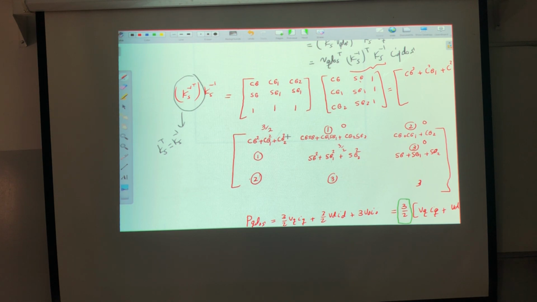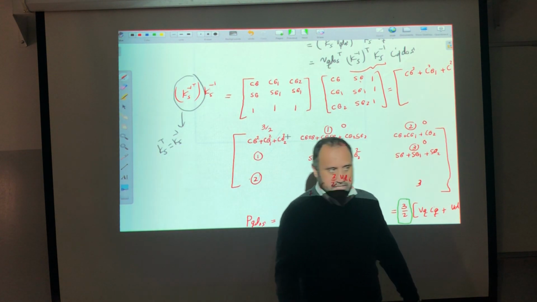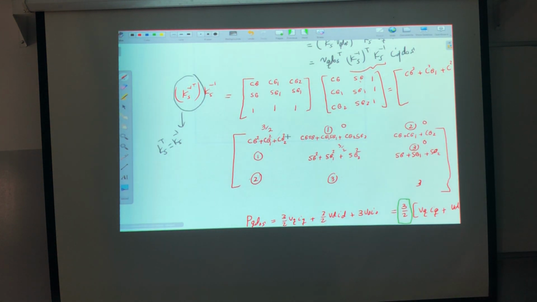Actually, this is the problem that we need to solve. We need to find alpha and m such that Ks transpose is equal to Ks inverse. This is the key to solve it. So multiplying by 2 over 3 will not solve it. Okay. Until here, we are good to go.